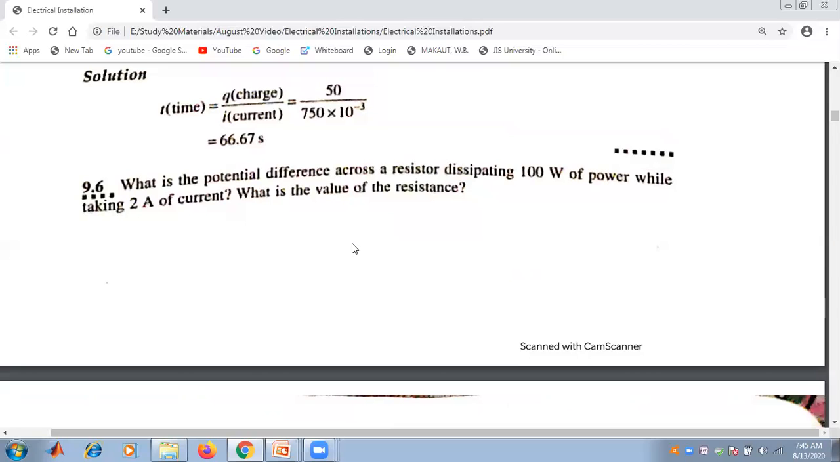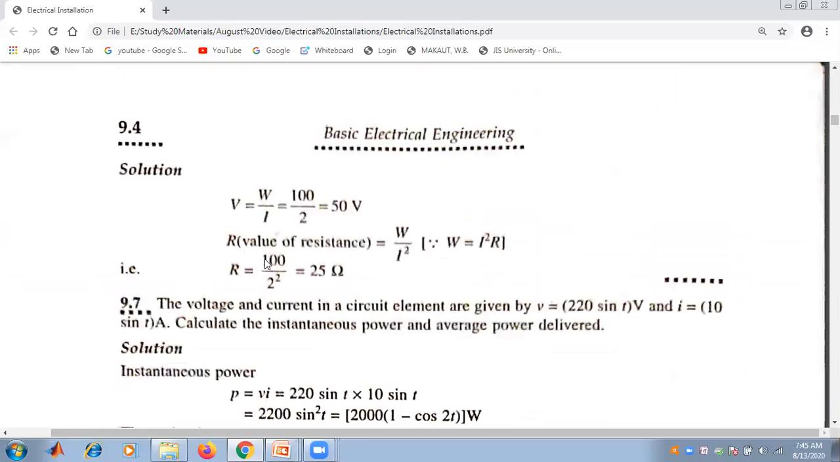And we also have to find the value of the resistance, that is R equal to W by I square, because W equals I square R. So the value of the resistance is R equal to 100 by 2 square, that is 25 ohm.